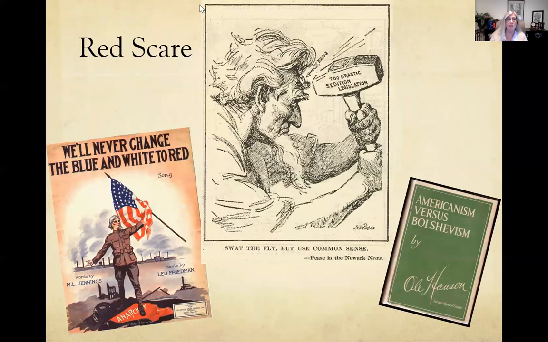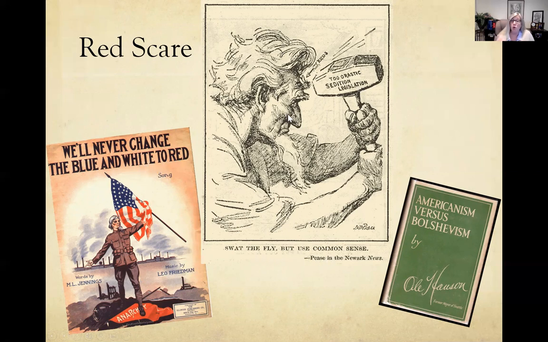All right, so in this Red Scare, look at some of this propaganda that comes out. We've got a book in particular that is going to try to indicate the differences in how you identify someone who is living near you or working with you who may be leaning towards communism. And that was in this book, Americanism versus Bolshevism, which would be tied to communism. So look what it says. "We'll never change the blue and white to red." And so it's again talking about how communism is part of this anarchy, and that will never come to the United States. And then "swat the fly, but use common sense."